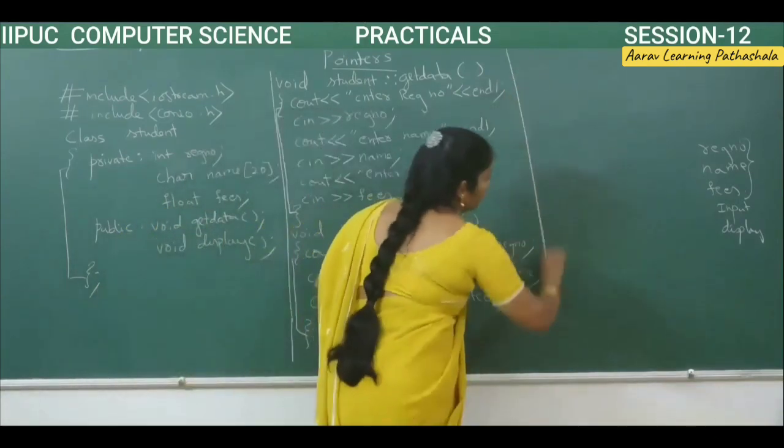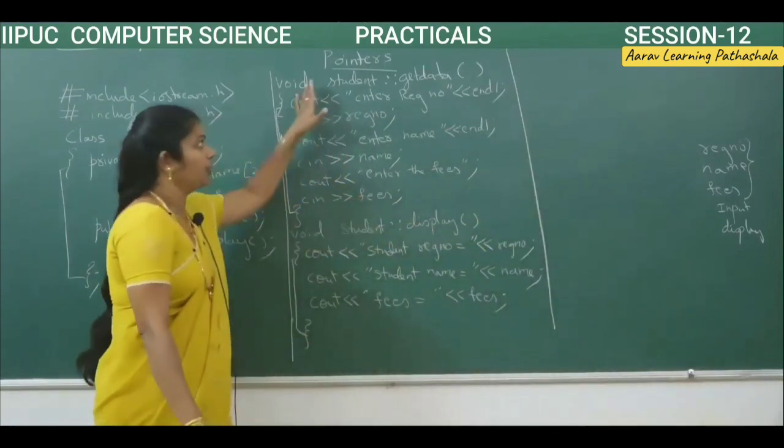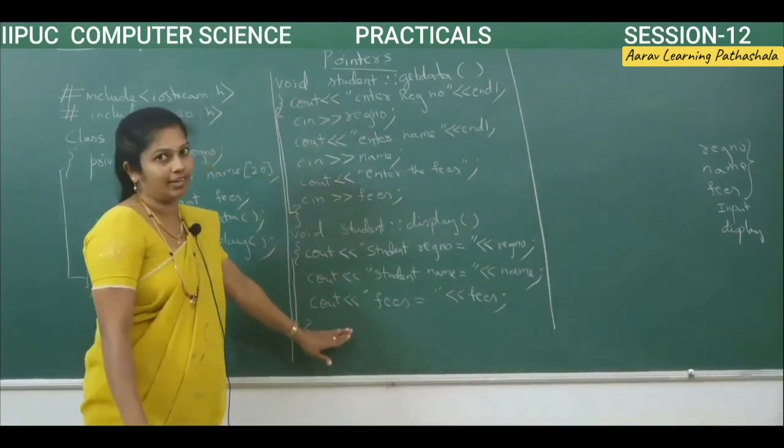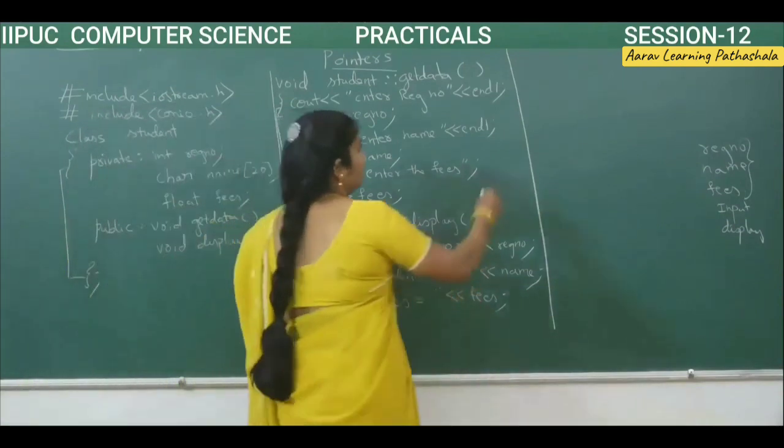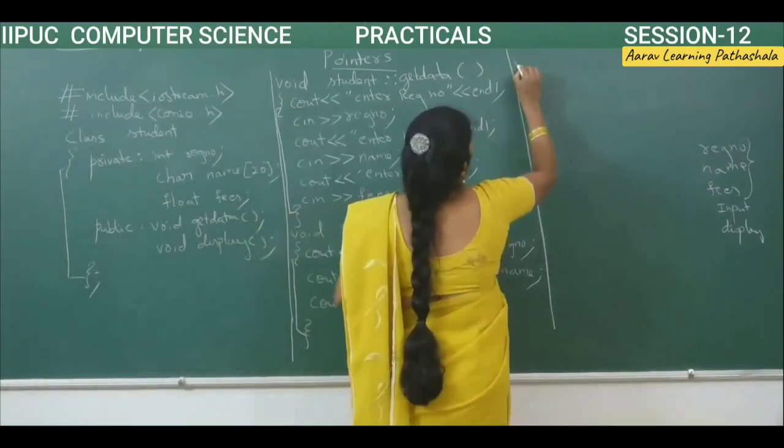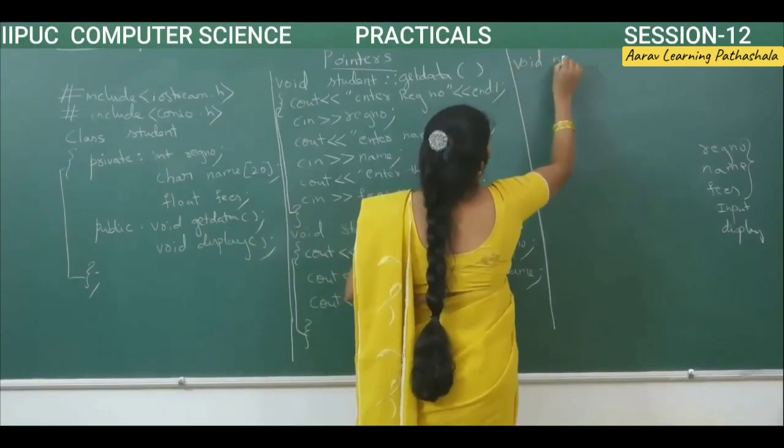Now is it clear for all of you? We input all three values. Here we display all three values. Now what's the next thing? We have to create the main program. How to create the main program? That is void main.